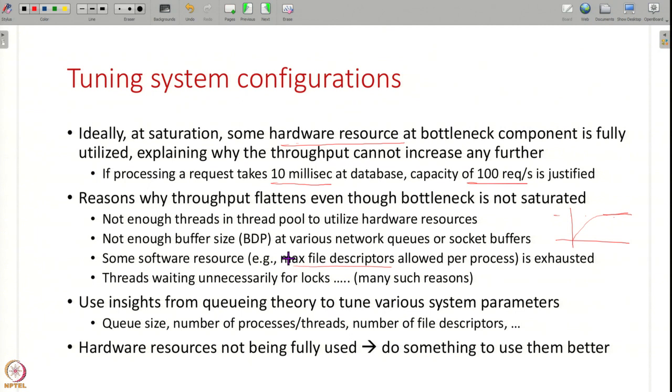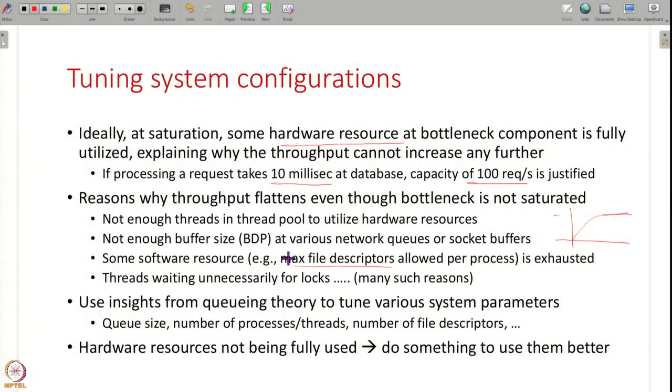Are my queue sizes correct? Is the number of threads in my thread pool correct? Are there enough file descriptors to handle all the waiting requests in my queue? All of these you can connect one way or the other to Little's law, to ensure that all of these things are sized correctly, so that at the end some hardware resource is fully utilized and your system has reached a performance bottleneck. Okay?